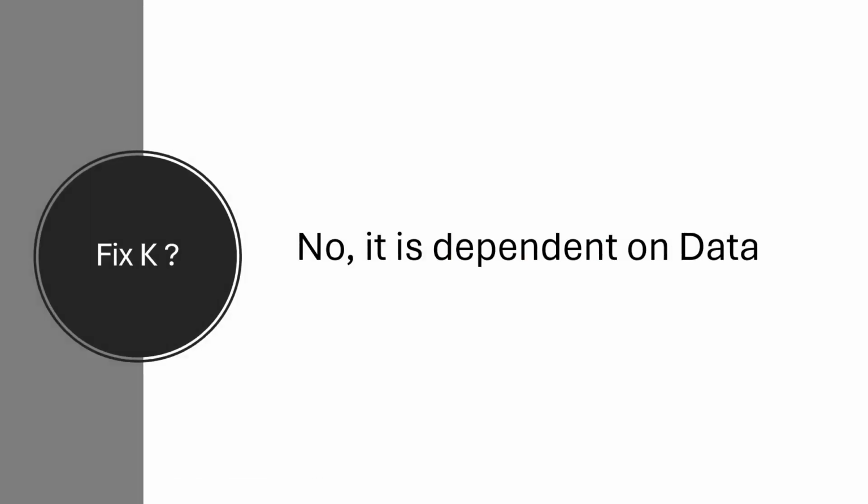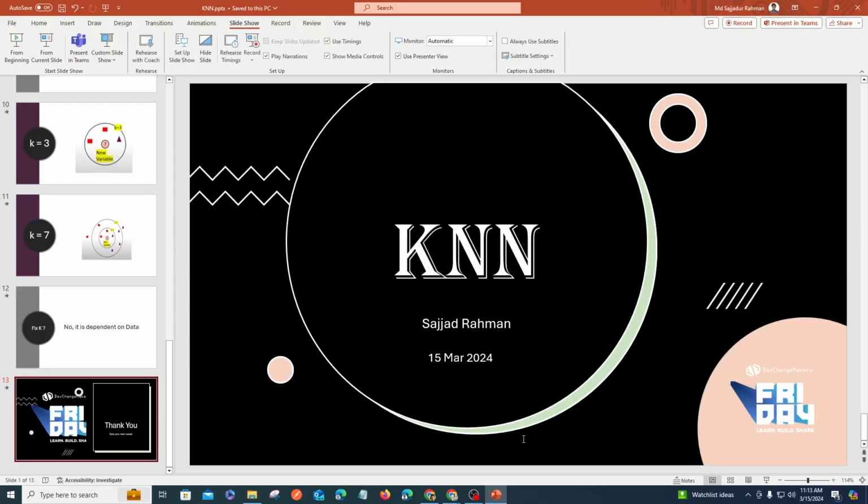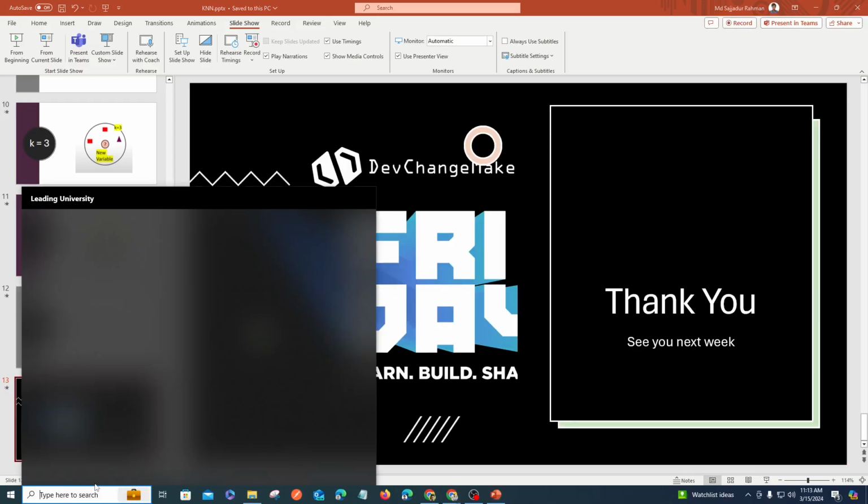So is k fixed, or how do we set k? This is the question running in our minds. Basically we cannot predict it or say it in advance. It totally depends on the data set. So now I am moving to my notebook.